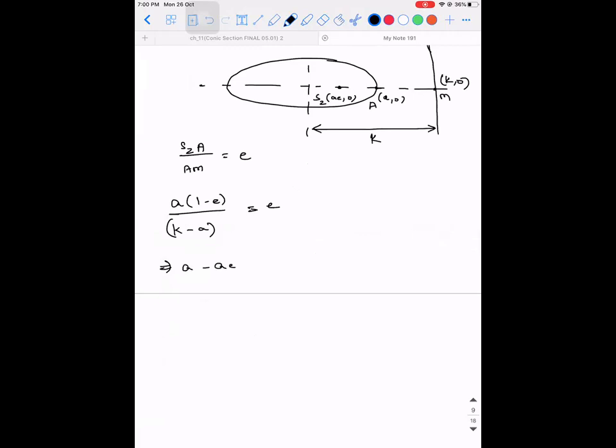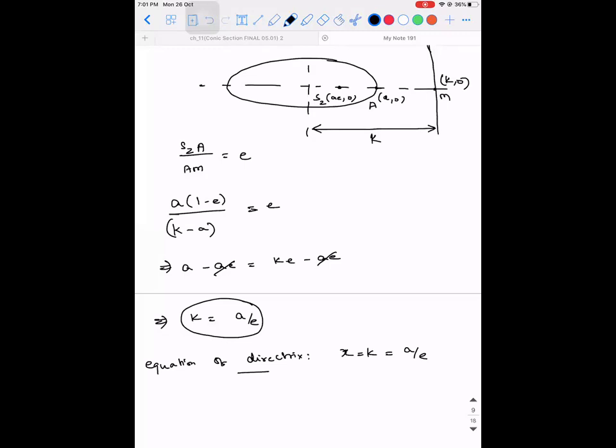So a minus ae is equal to ke minus ae. So ae and ae will get cancelled. What is the value of k, guys? It is a divided by e. Hence, the equation of directrix for an ellipse is x is equal to k, that is equal to a divided by e.